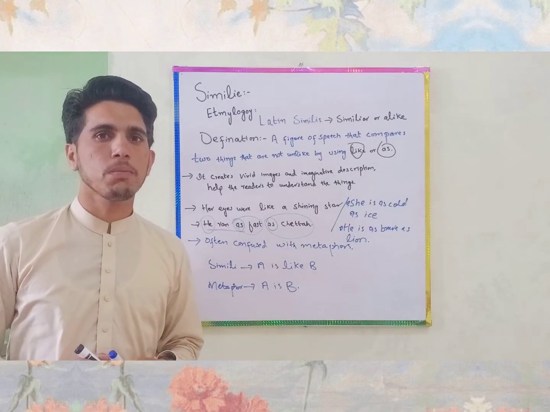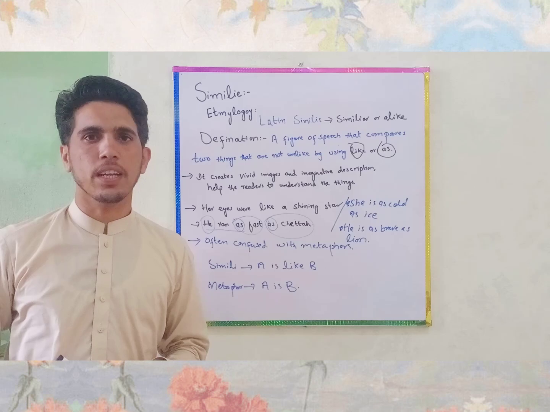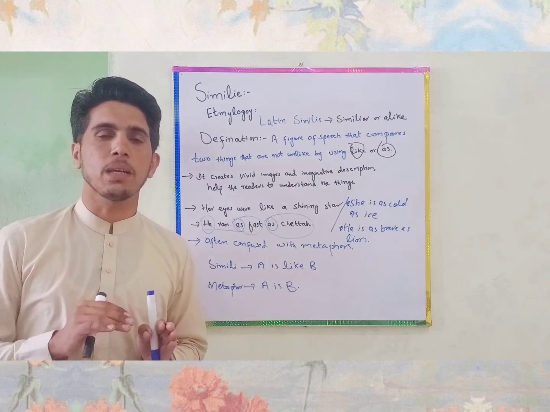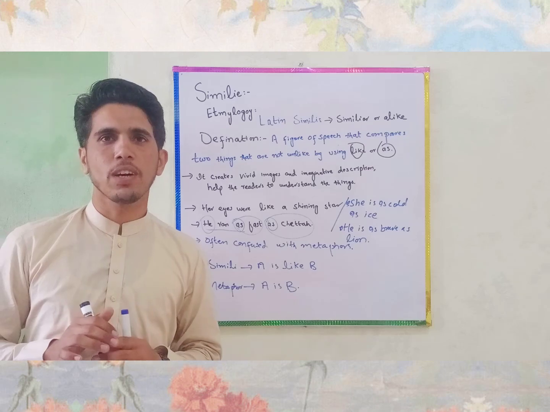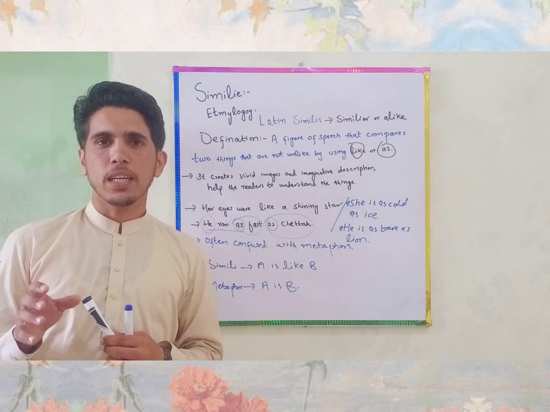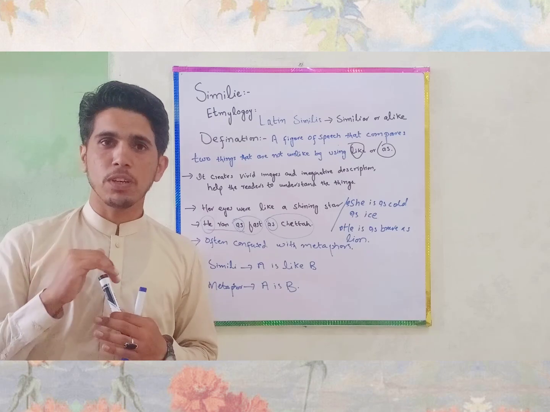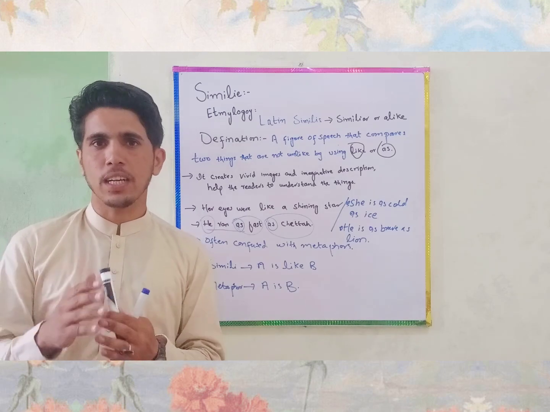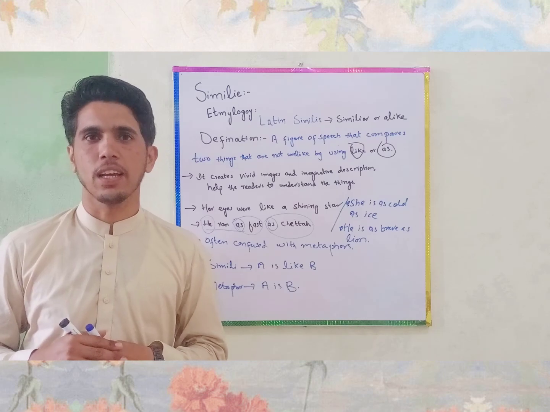So the big difference between simile and metaphor is that they both compare two unlike things, but the difference lies in the point that simile uses the word like or as to compare two unlike things, but metaphor does not use the word like or as; it draws a direct comparison between two unlike things.